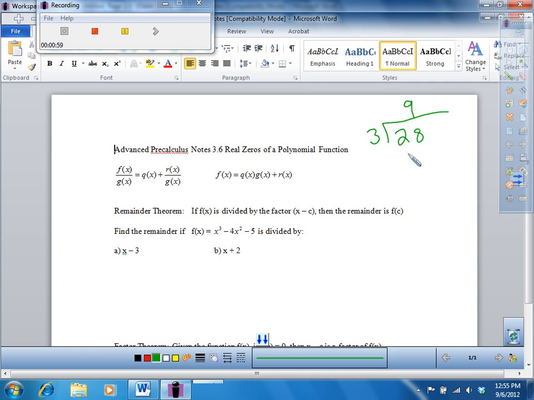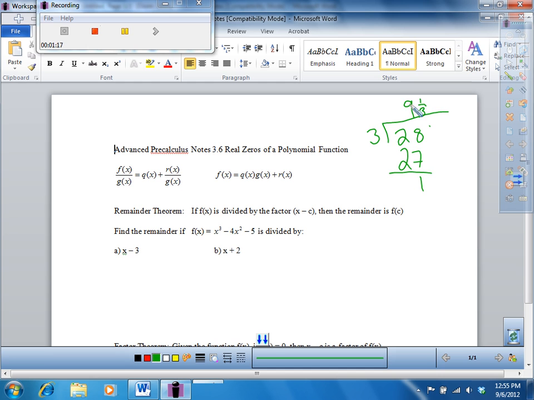And 9 times 3 is 27. And I subtract, and I get 1, right? And then you bring down the 0 here. But this is also the remainder. So when I divide 3 into 28, I get 9 remainder 1/3, right? Or 9 and 1/3.